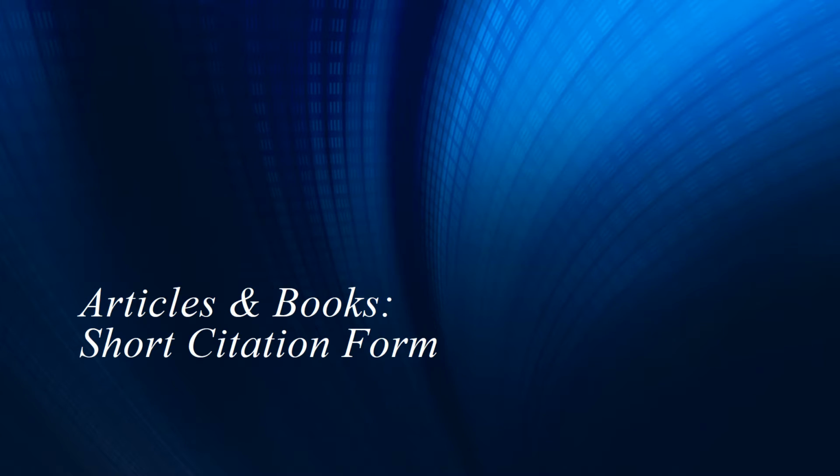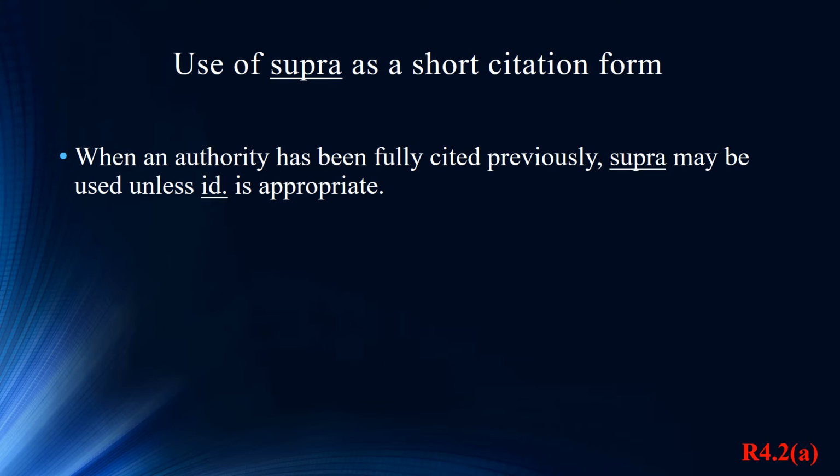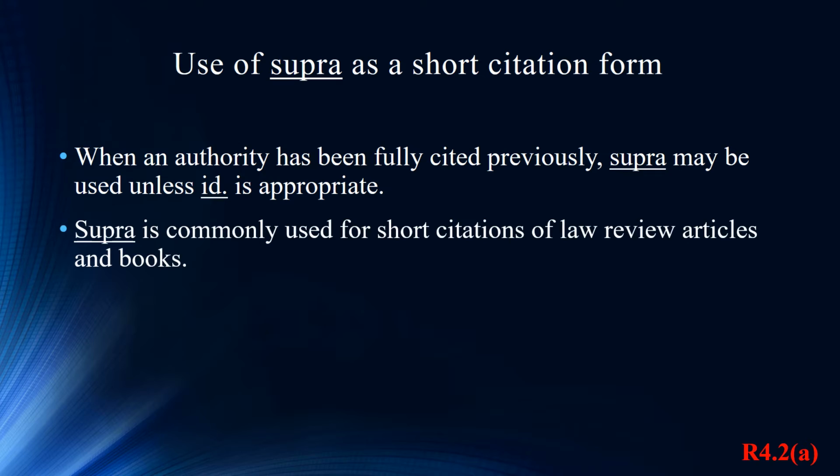Next, we'll discuss the accepted short form citation format for articles and books. These secondary sources can be cited to by using id as well as supra. We'll first talk about supra and then show different examples of short forms for each of the authorities. In video 18, we discussed the use of supra as a type of internal cross-reference. Under certain circumstances, it can also be used in short form citation.